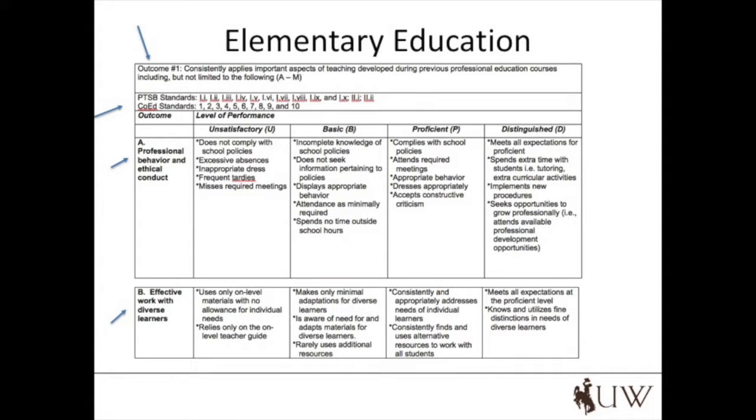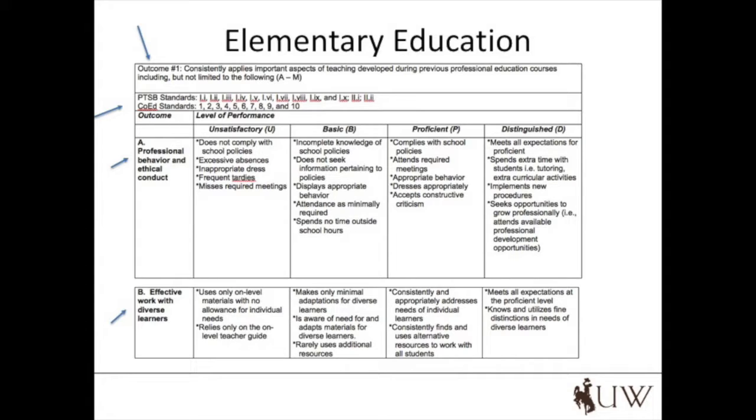This image shows a small portion of the paper version of the elementary education program rubric. The version of the rubric in LiveText contains the same information, but in an online format. The arrow at the top is pointing to the broad outcome, which is consistently applies important aspects of teaching developed during previous professional education courses. The second arrow is pointing to the standards, showing the alignment. The third and fourth arrows are pointing to 2 subtopics of this general outcome. The 2 you can see here are professional behavior and ethical conduct, as well as effective work with diverse learners.